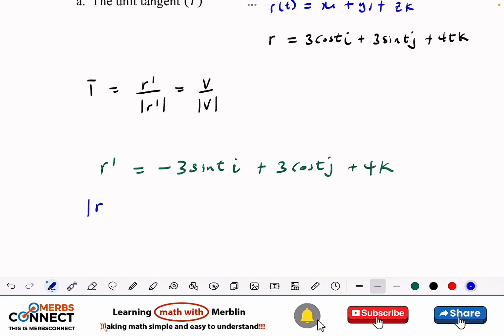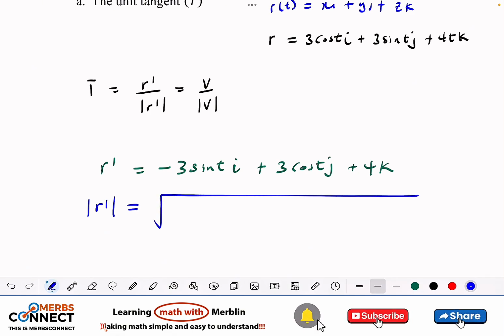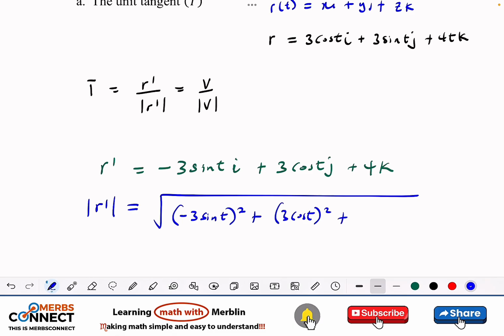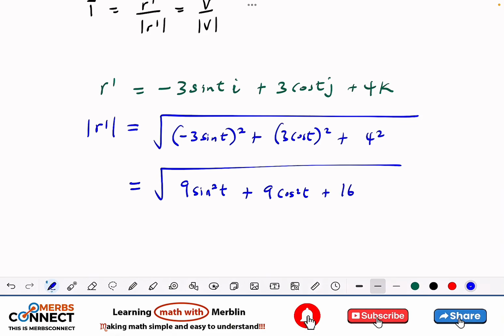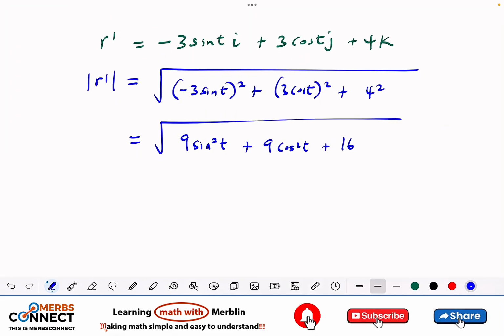So now let's find the magnitude of r prime. This is equal to the square root of, I pick the coefficient of i and square it. So I'm going to have minus 3 sine t all squared, plus the same thing for j, cos t all squared, plus the same thing for k squared. Let's simplify that. We are going to have the square root of 9 sine squared t plus 9 cos squared t plus 16. So what are we going to get?